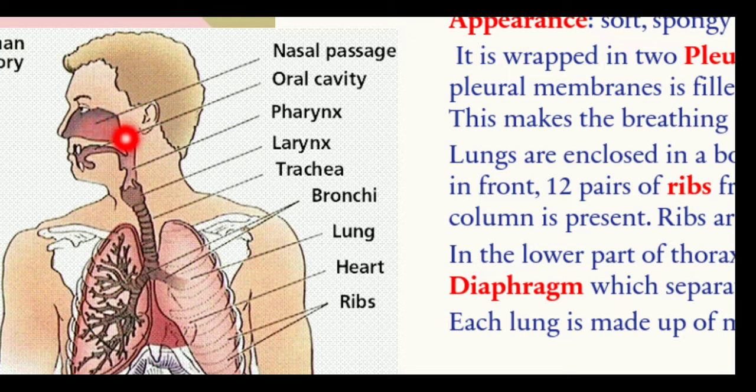Then both of them have the same part over here. And then they come to the pharynx and the larynx. Then the trachea begins from here. And then we have the bronchi, these branches of the trachea. And then we have the rib cage and the alveoli. You can see that the bronchi is breaking down into further branches, and then there are several alveoli.